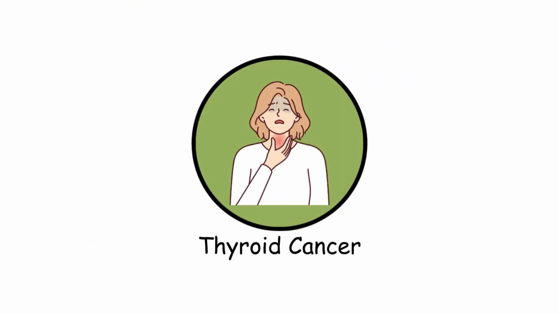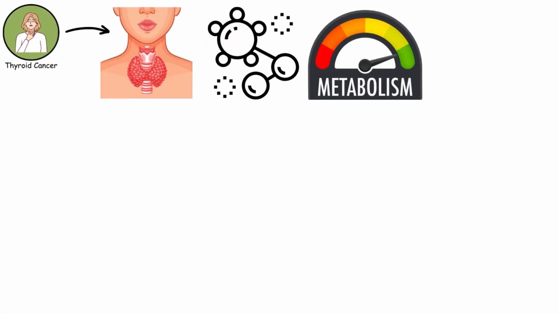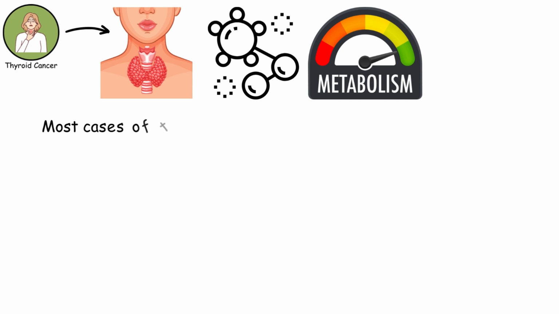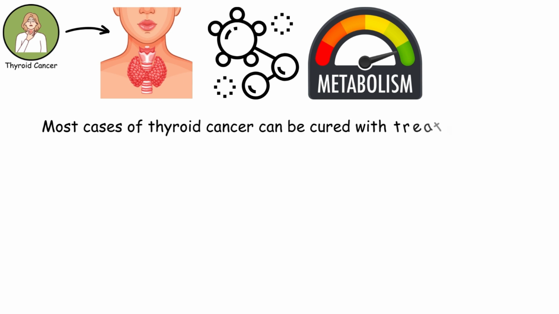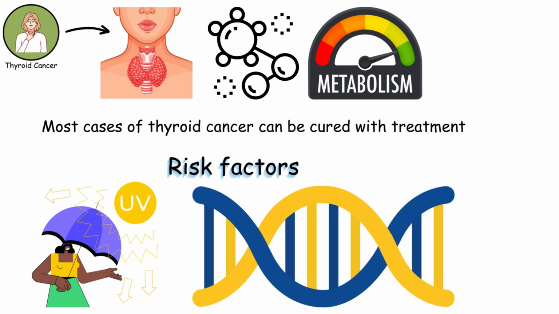Thyroid cancer. Thyroid cancer begins in the thyroid gland, which produces hormones that regulate metabolism. Most cases of thyroid cancer can be cured with treatment. Risk factors include exposure to radiation and certain genetic syndromes.